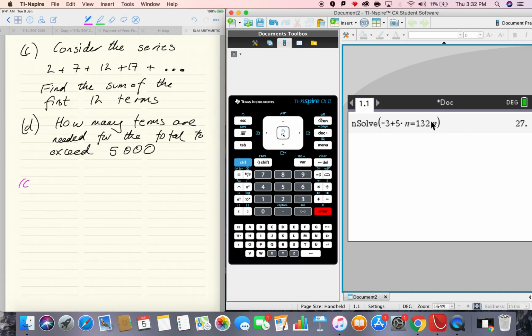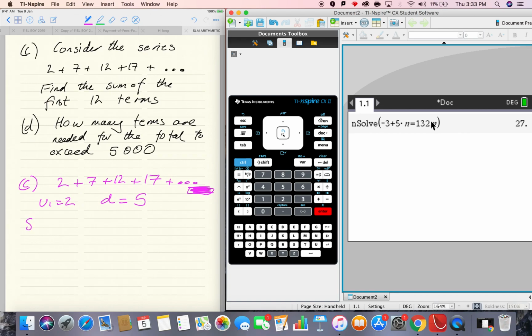Part C. So this is the same sequence, but now it's been turned into a series. Okay, a series. But look, u of 1 is still 2. d here is still 5. We don't know where it ends now though, because we don't have an end point, so that's a little bit of a difference. The question is: find the sum of the first 12.